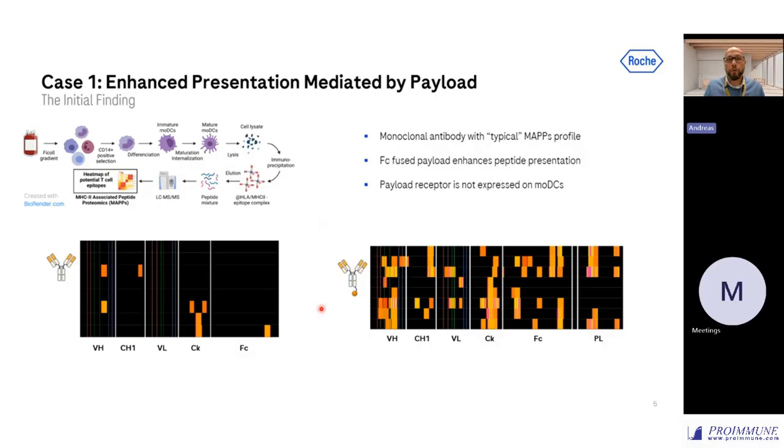So we have more peptides detected, and also the magnitude of the detection of the peptides was highly enhanced just by fusing this moiety to the monoclonal antibody. So now the head scratching started. What could be the underlying mechanism for that?